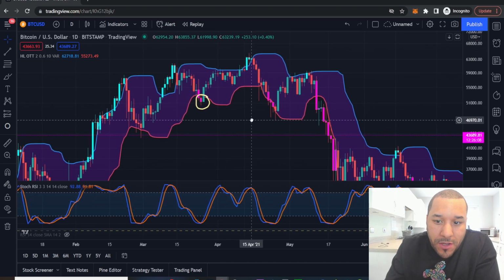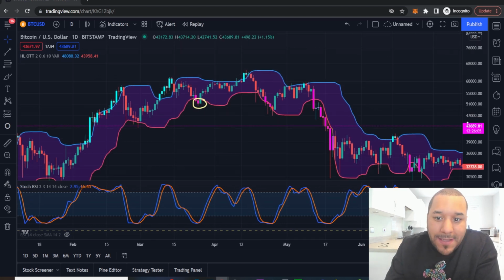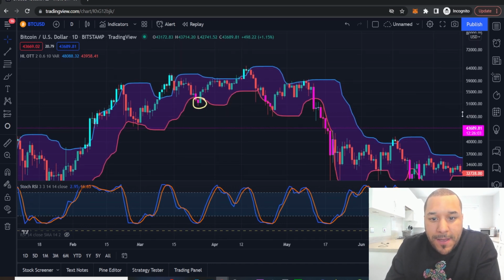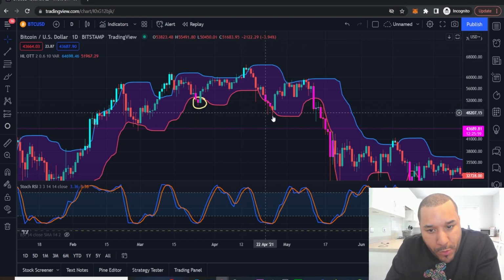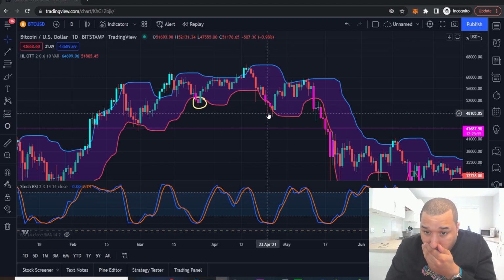And this is how you can use this powerful indicator to make absolute insane gains. Because you would have sold here and you would have thought, well, when's the next time to buy and sell? Now you could have bought here because this was an exit, a good little entry here. And take a look.